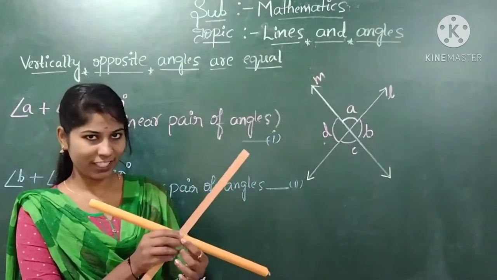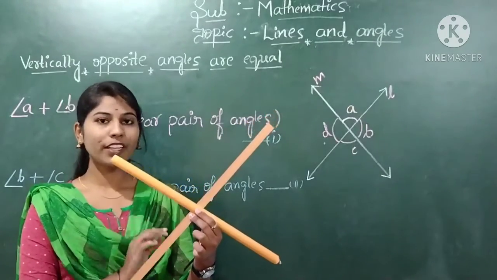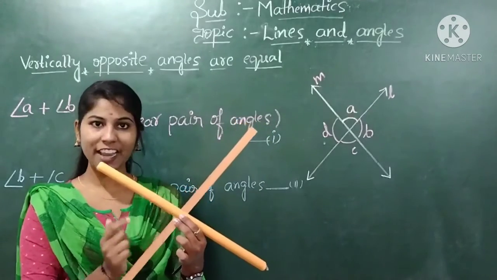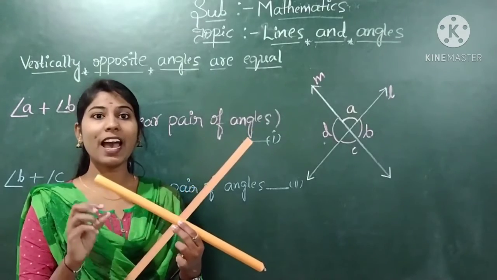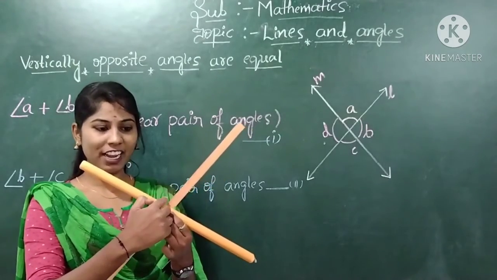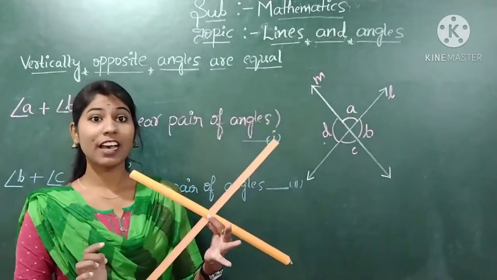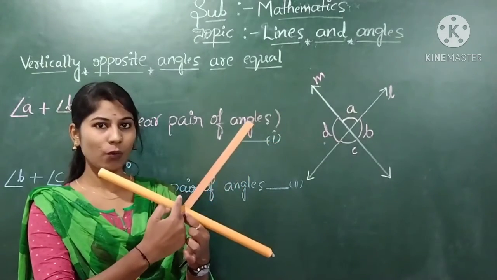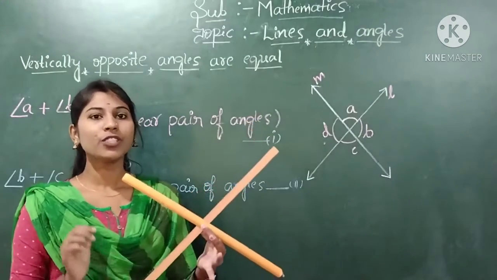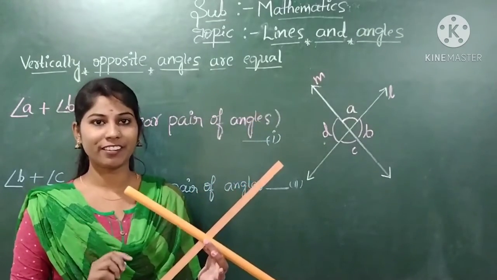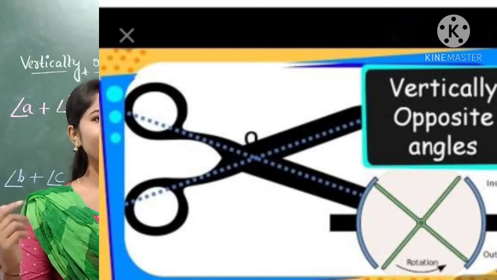Just see here, this is the line L and this is the line M. When those two lines intersect at the point O, here you will get some angles. So this angle, and this is another angle, and this is another angle, and this is another angle. For example, this is angle 1, angle 2, angle 3 and angle 4. In today's class, what we have to prove here is that vertically opposite angles are equal.